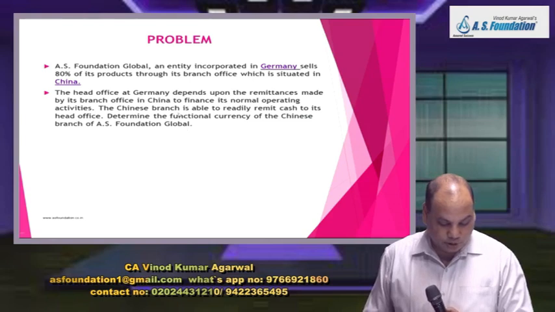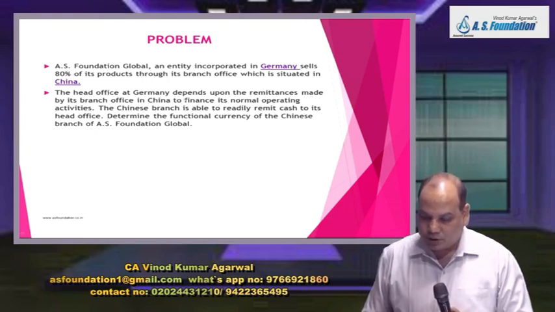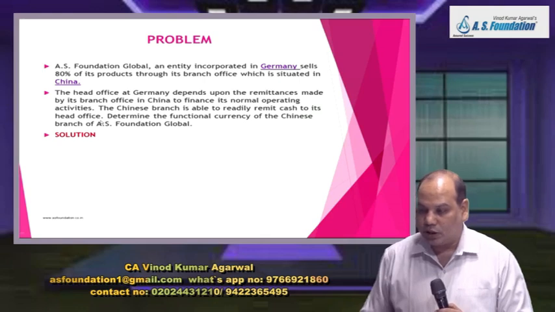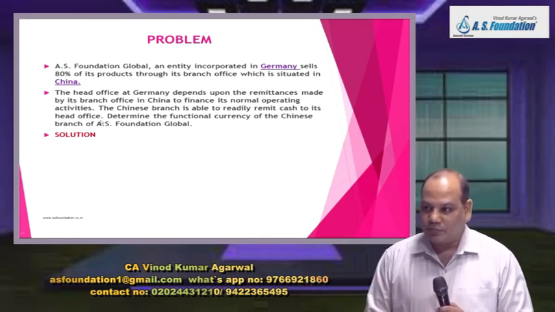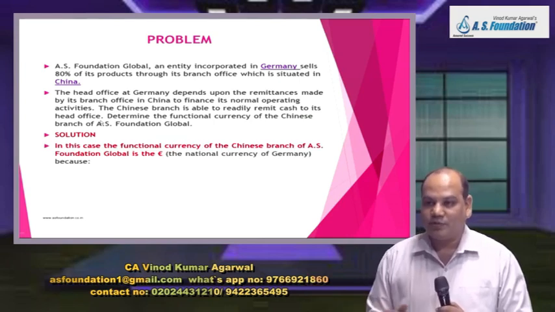Now here we see point number 3, whether the cash flow generated in foreign operation affects the reporting entity's cash flow. So this line says the head office in Germany depends upon remittance made by its branch office in China to finance its normal operating activity. And second, there is no restriction on this Chinese branch to remit the cash flow also. So that means the cash flows are integrated. So what will be the functional currency of this Chinese branch?